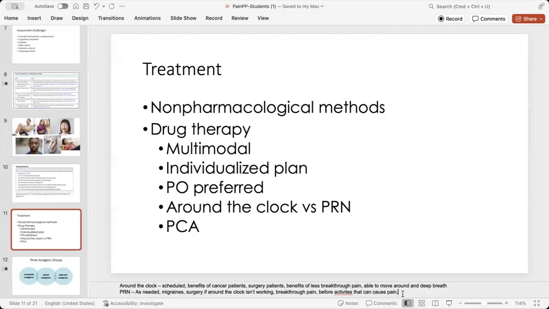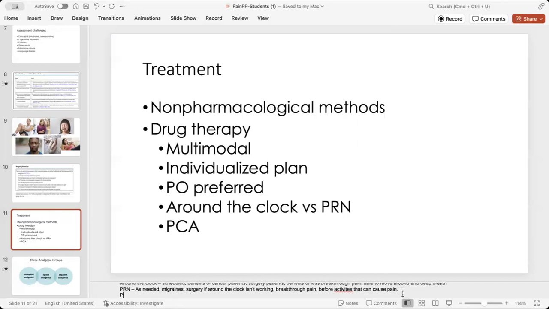And then we have PCA. What do you know about PCA? Patient-controlled analgesia. What is the benefit of it? If a patient is having pain, they can push the button, versus if they have to ask me, and I have to go get it, go to my room, prepare it, and come back. The patient has control over their pain. Good. Any other benefits?